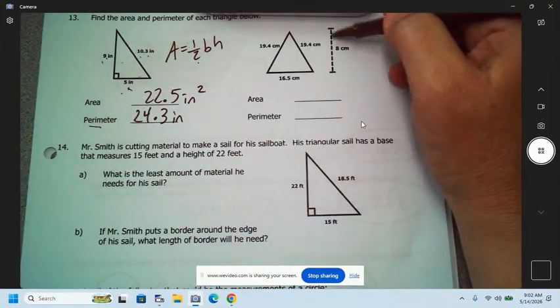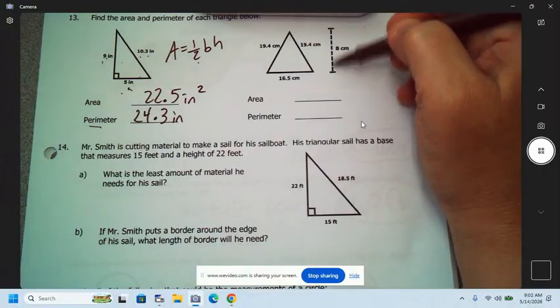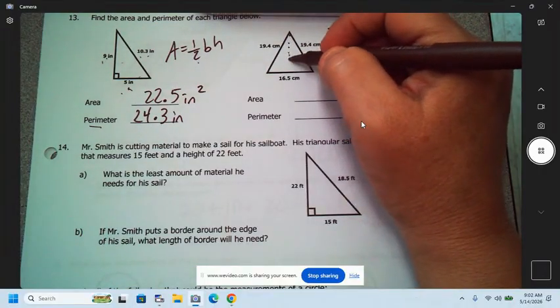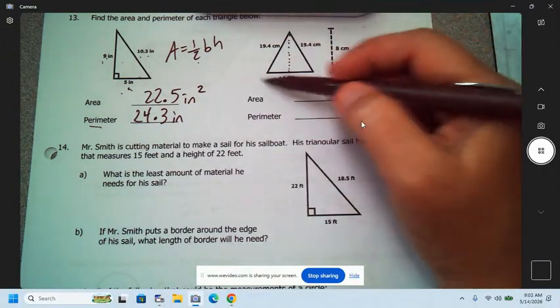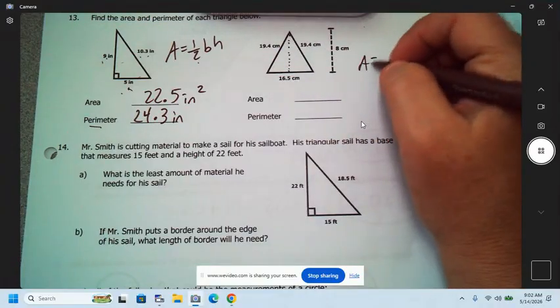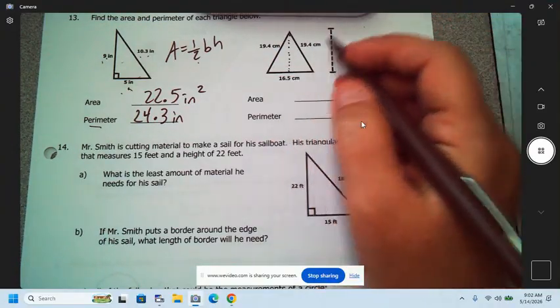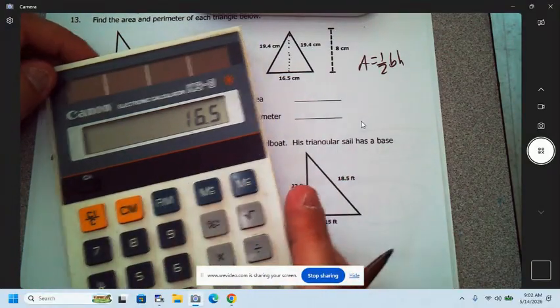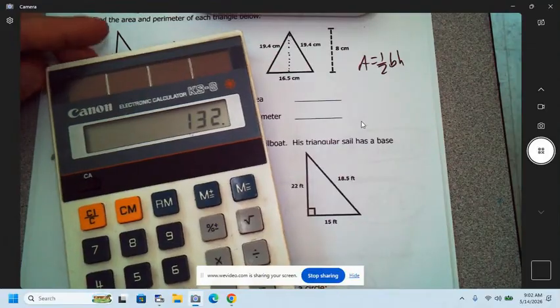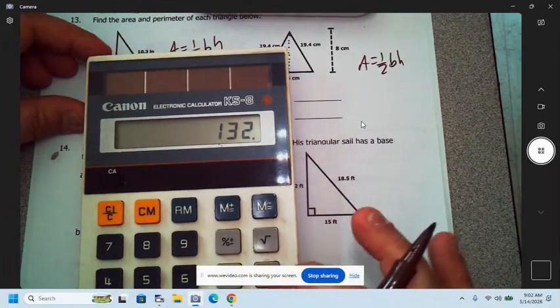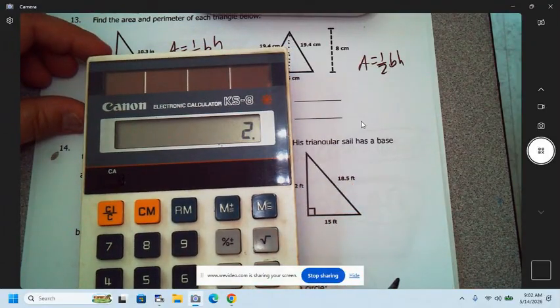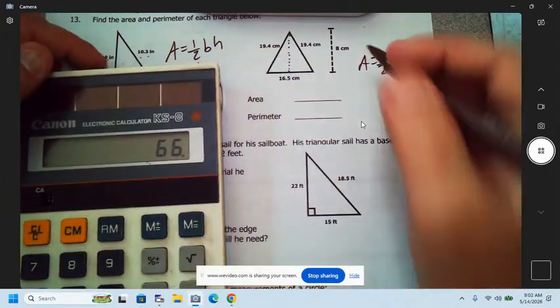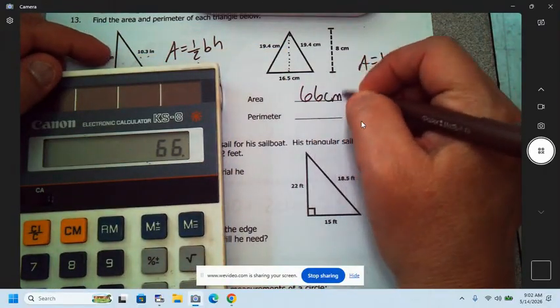All right, next triangle. This little measurement here is just telling us how tall the triangle is. It's telling us the height, which is right here, because the other three measurements don't tell us that. So 1/2 base times height. Okay, I'm going to do this one in my calculator. 16.5 times 8 gives me 132. Don't forget to divide it by 2 for the triangle. And I get 66 centimeters squared.